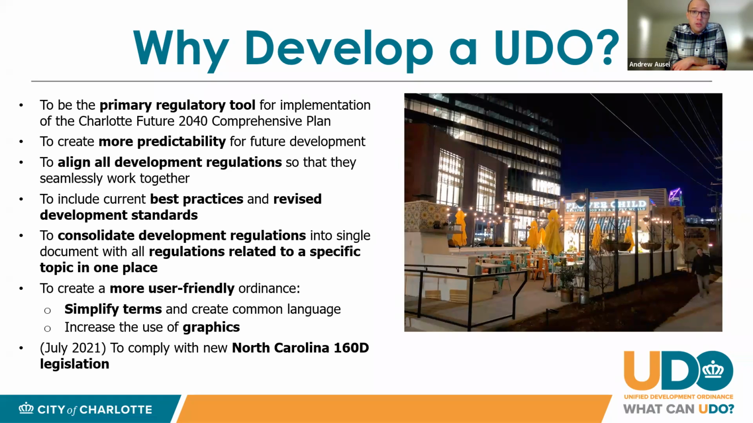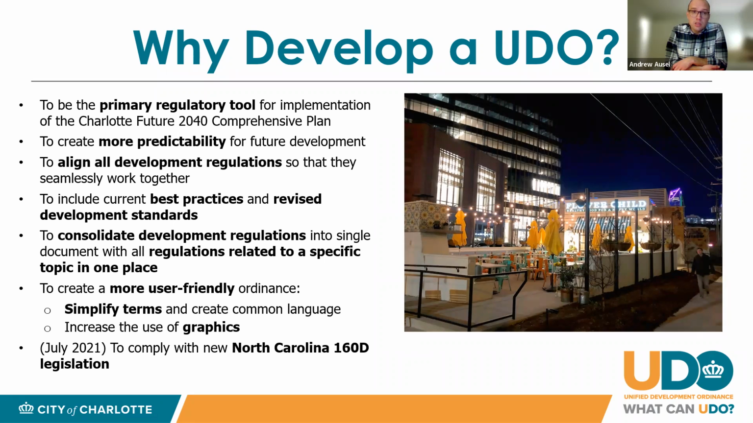By updating and creating a UDO, we create more predictability for future development for the development industry and for the neighborhoods. We're aligning development regulations with each other so that they can work together, updating based on best practices, and consolidating regulations. Today, we have dozens of regulations spread across several articles or several ordinances, and consolidating and combining them is definitely a major goal of creating this UDO.